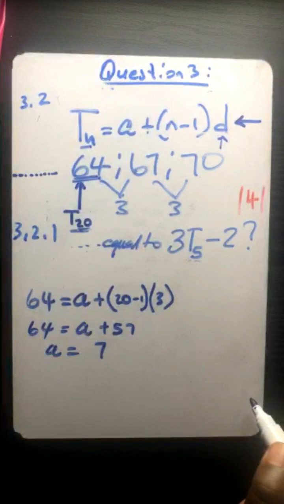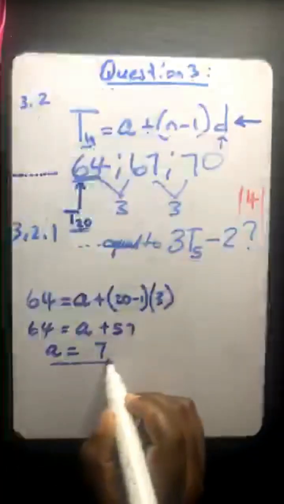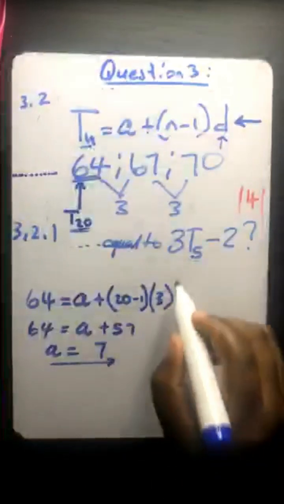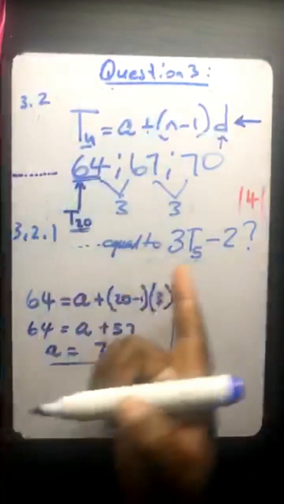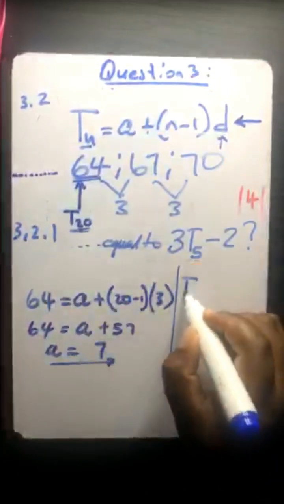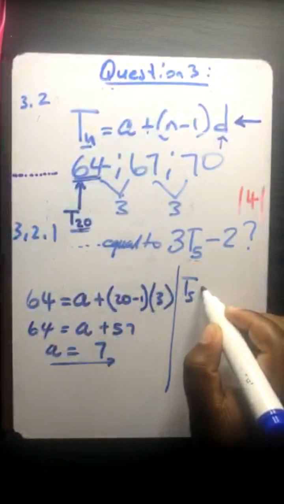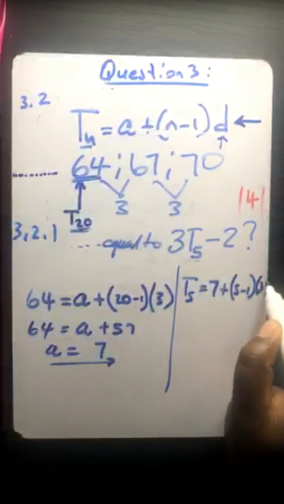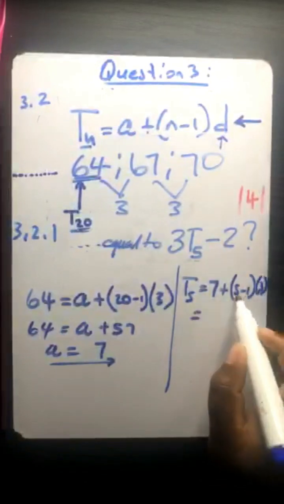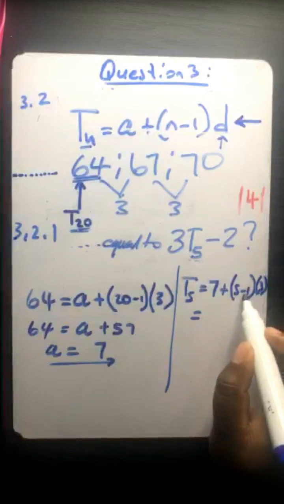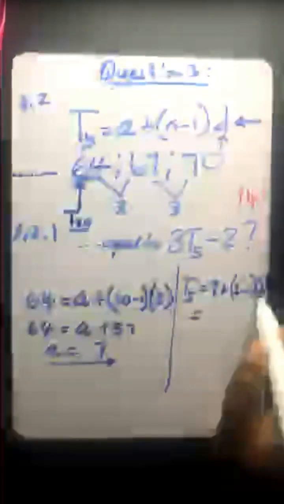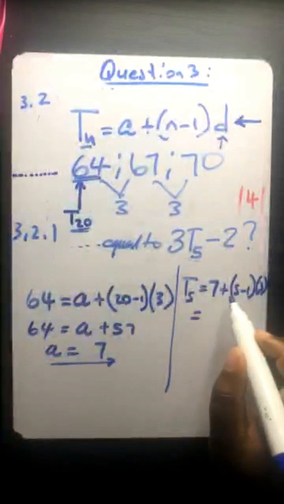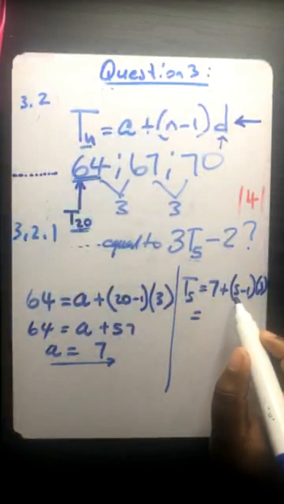Now that we have our A value being 7, what did we want to do with that A value? I think we wanted to substitute it there to calculate for term number 5. So term number 5 is equal to 7 plus (5 minus 1) times 3. So this is 4. What is 4 times 3? That is 12. 12 plus 7, it is what? It's 19. Yes. Okay.